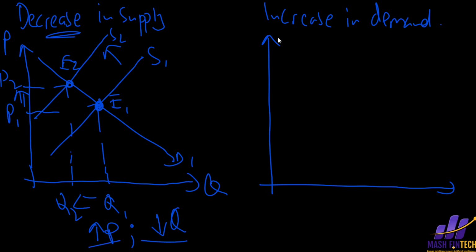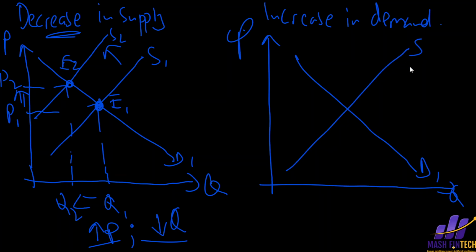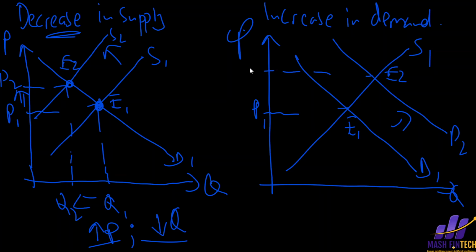Then we go to the increase in demand. Same thing, price, quantity. We always start by drawing the demand curve 1 and supply curve 1. There's an increase in demand, so it shifts this way. Demand 2, equilibrium 2, equilibrium 1. You see price 1 and price 2. In this case, the price again has gone up, and the quantity also has gone up.